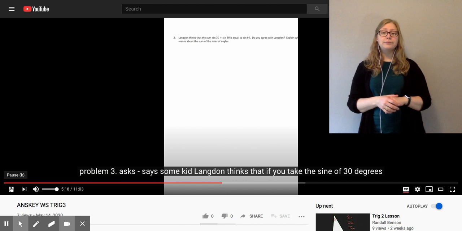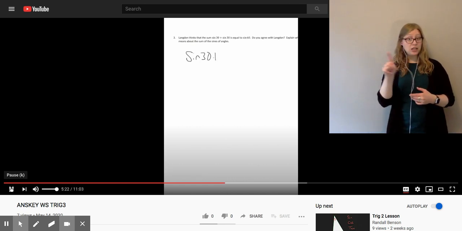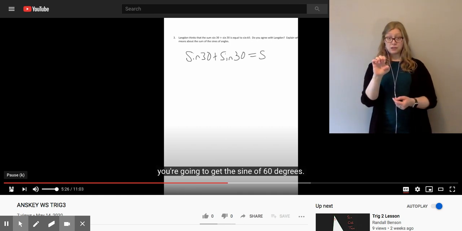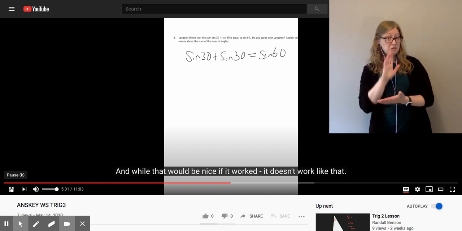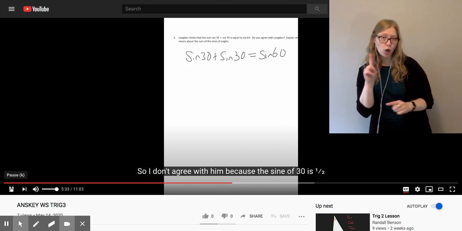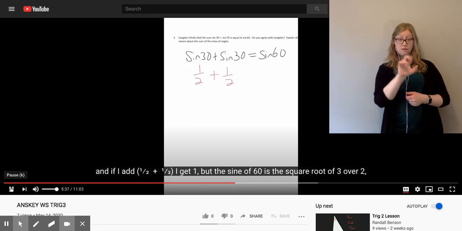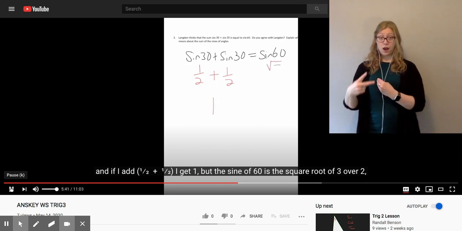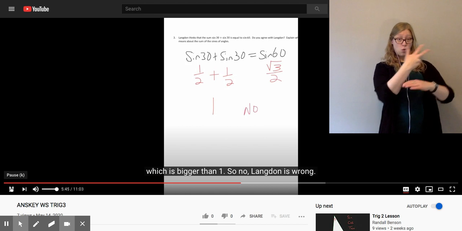So problem 3A says some kid Langdon thinks that if you take the sine of 30 degrees plus the sine of 30 degrees, you're going to get the sine of 60 degrees. And while that would be nice if it worked, it doesn't work like that. So I don't agree with him, because the sine of 30 is a half. And if I add a half plus a half, I get 1. But the sine of 60 is the square root of 3 over 2, which is bigger than 1. So no, Langdon is wrong.